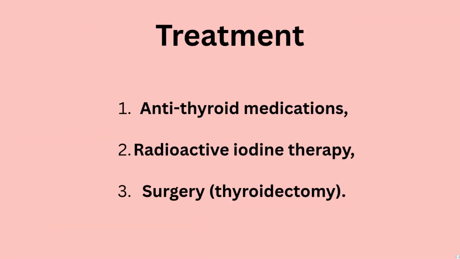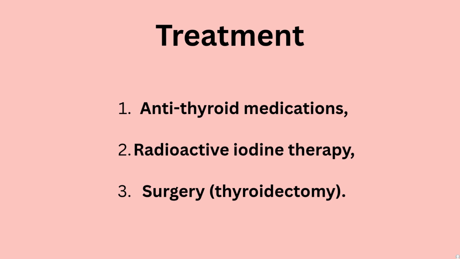Now you might ask me, what is the treatment that we offer for our patients? There are a number of options. Number 1 is anti-thyroid medication. The anti-thyroid drugs like Tapazole and propylthiouracil block the thyroid's ability to produce hormones, helping to control thyroid function. That is the first line of treatment.